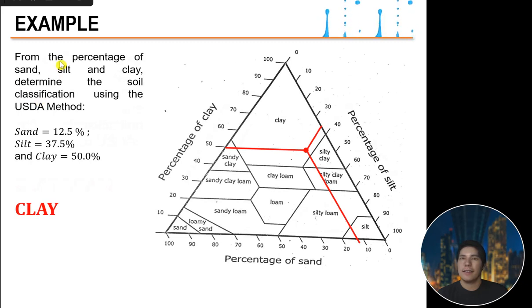Another example is from the percentage of the sand, silt, and clay, determine the soil classification using the USDA. So our sand is 12.5%, so this is it. Our silt is 37.5%, so approximately this. And then our clay is 50%, so approximately this. So that means the soil texture is a clay.